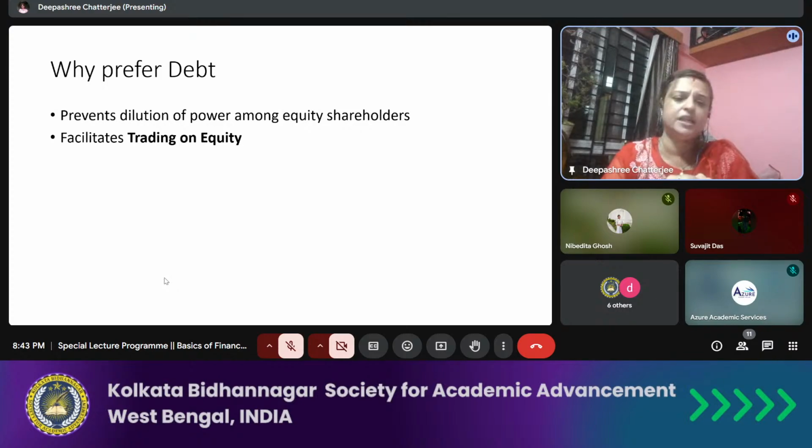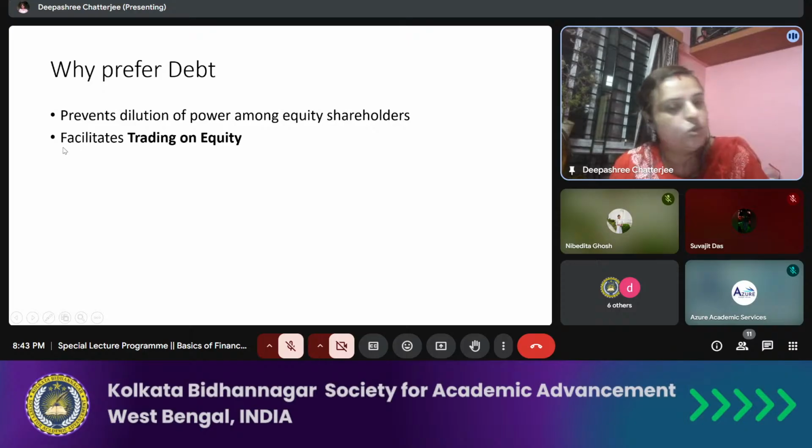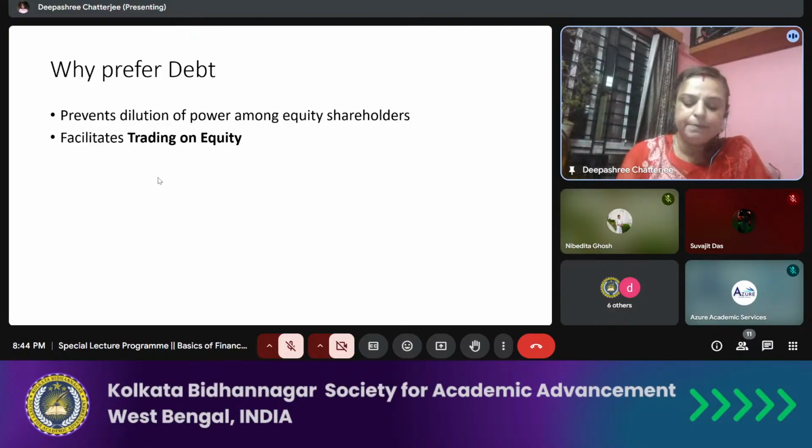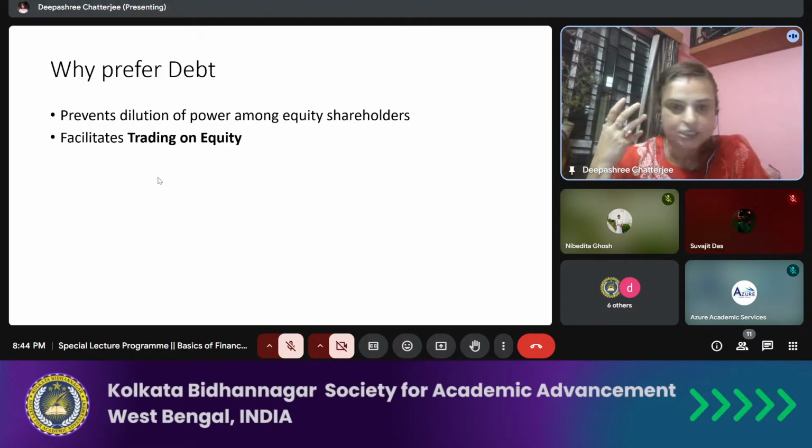Next, a very important thing on which we will do a practical problem and understand this very important terminology. The presence of debt capital in the capital structure is something that enables the equity shareholders to trade on equity. So the presence of debentures or debt capital facilitates trading on equity. Remember, this is a very important term. Whenever you go for an interview as a financial manager, there are high chances you will get questions on what you understand by trading on equity.